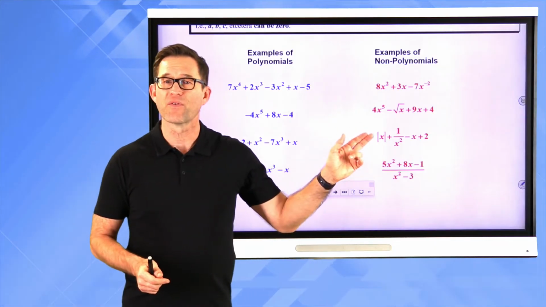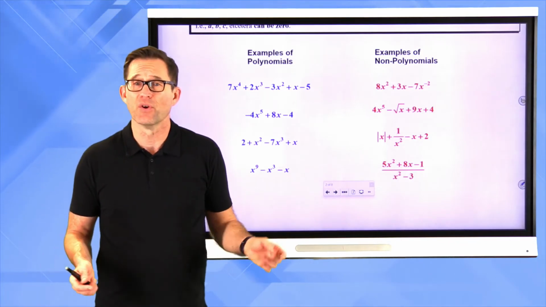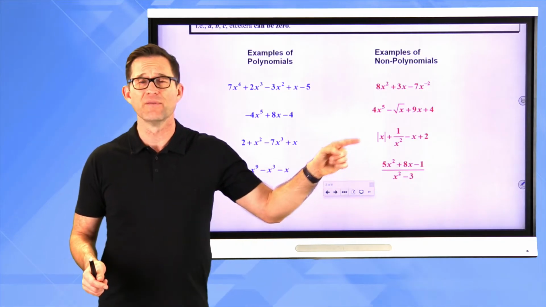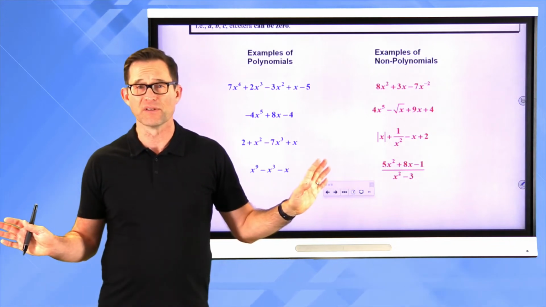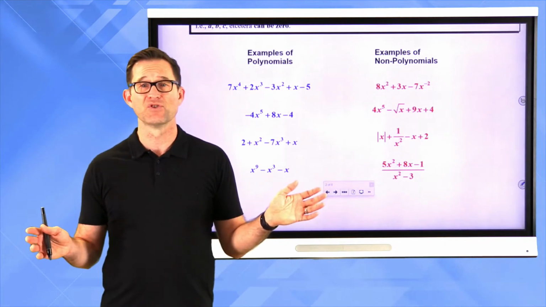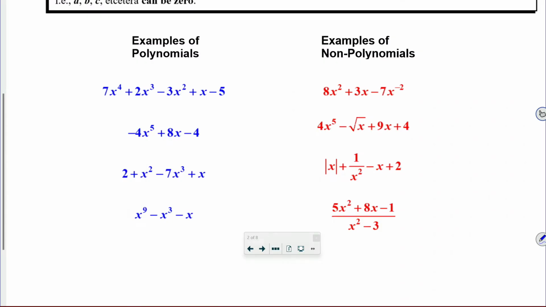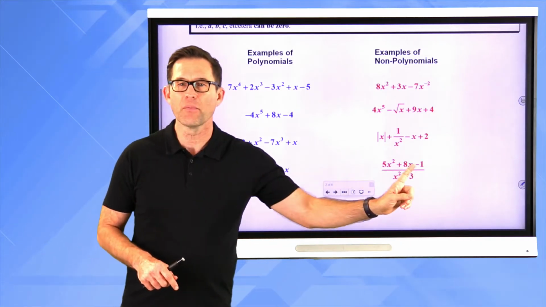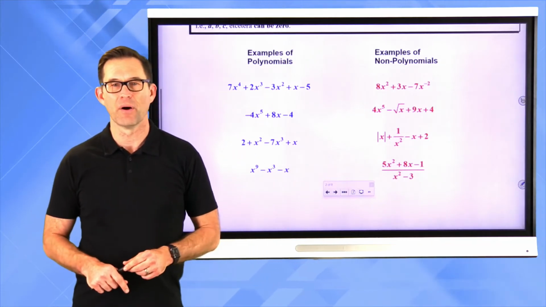The third example, we've got the absolute value of x plus 1 over x squared minus x plus 2. The minus x and the plus 2 are perfectly good, but the 1 over x squared is a problem because that's really x to the minus 2. And that absolute value of x, even if we didn't have the 1 over x squared, would make it non-permissible. They can't have any absolute values just randomly thrown in. And our final one is a fraction in its entirety. That's what we'll eventually call a rational expression because there's a polynomial on the top and a polynomial on the bottom, but overall, that doesn't tend to be a polynomial.